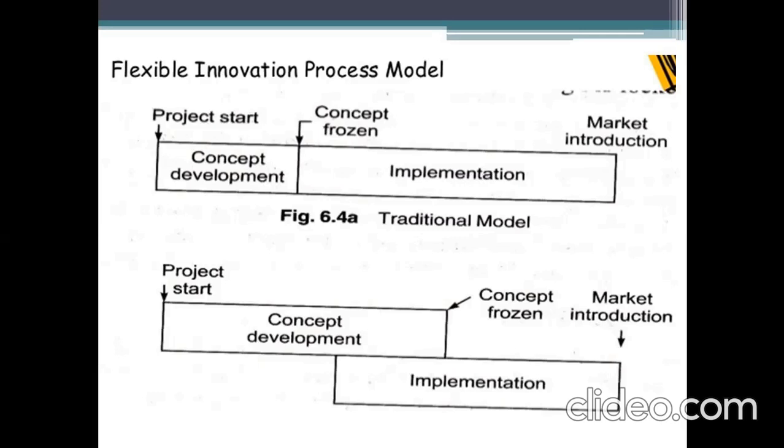But what happens in flexible innovation? We start the project, the concept development, and it is overlapped by the implementation. While developing the concept itself, we can check, analyze, and test the market to see whether the product will be adaptable or not. While we are developing the concept, implementation can happen. A kind of acid test can be done in the concept development stage, and it helps us identify whether the concept development is going in the right way or not. That is the advantage of the flexible innovation process model.